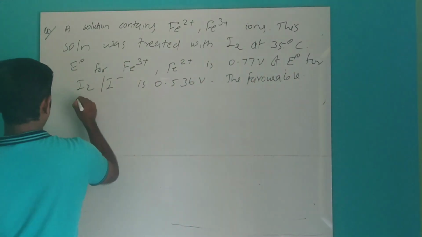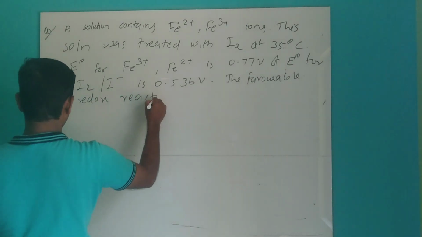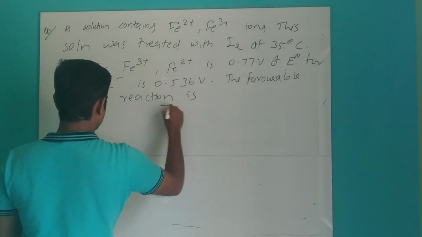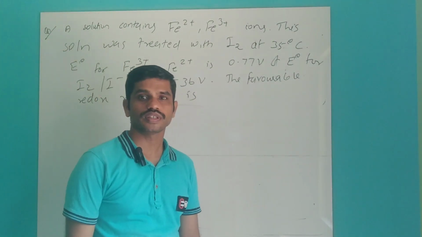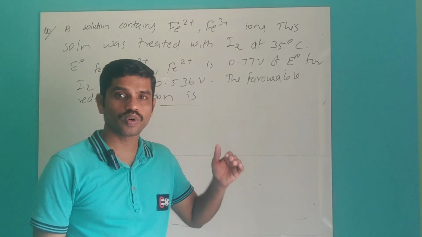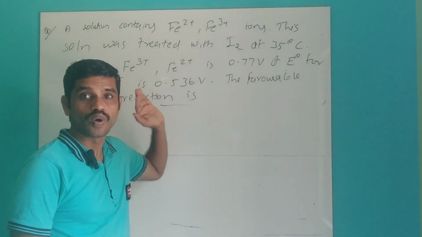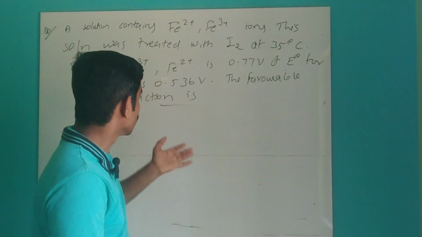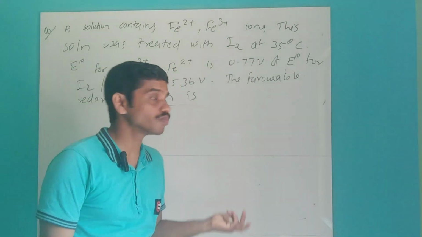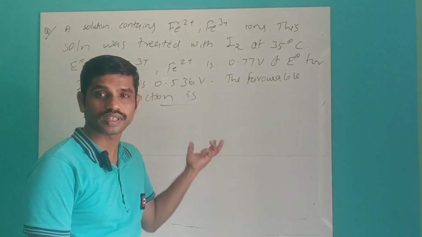The favorable redox reaction is. The question is which one will undergo oxidation? Fe3+ or Fe2+ or I2 or I minus. Which one is undergoing reduction? Fe2+ or Fe3+, I2 or I minus. This is the question and these are the options.